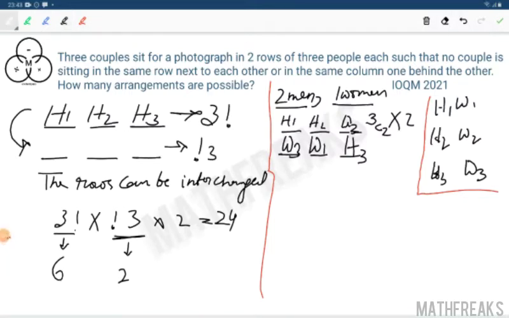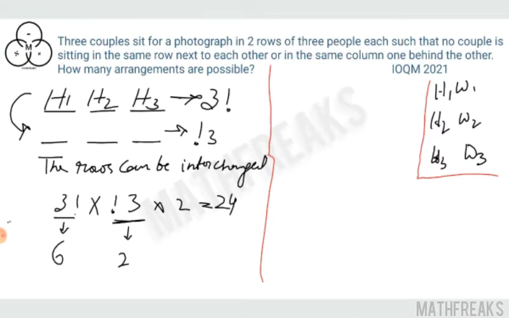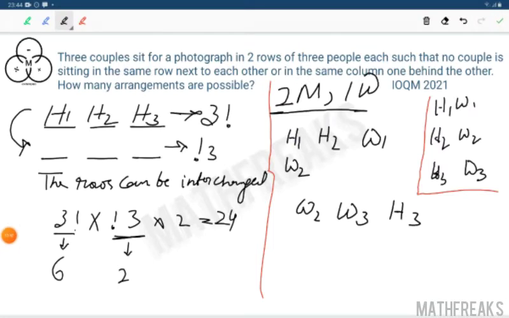Clearly this is not possible because the H2 and W2 are together. H2 and W2 are together. So the case with W2 was also invalid. Now the case with W1. The case with W1 into consideration.